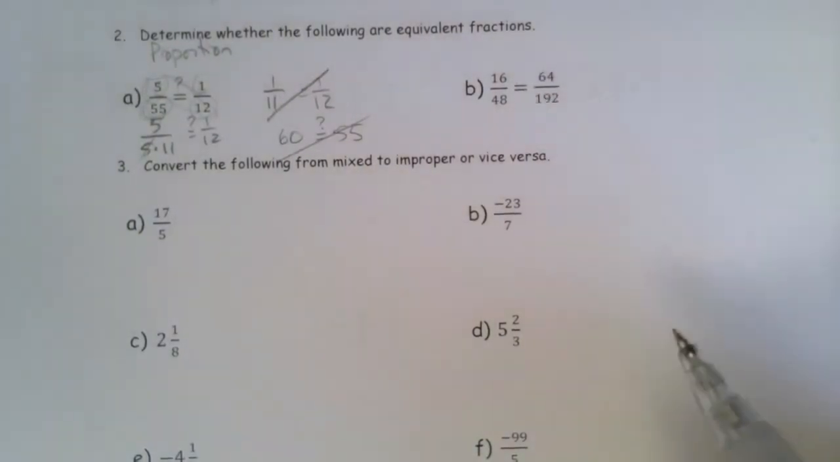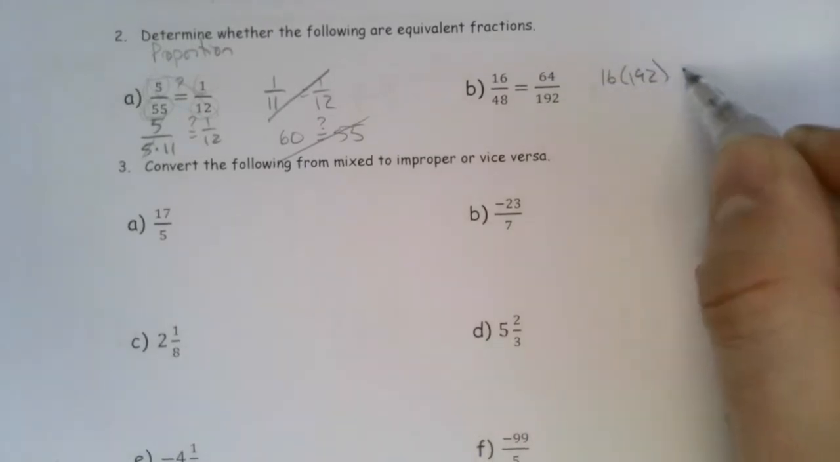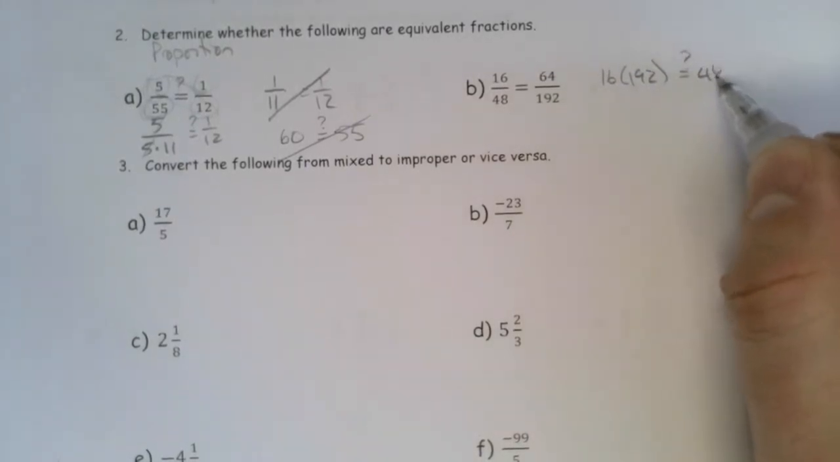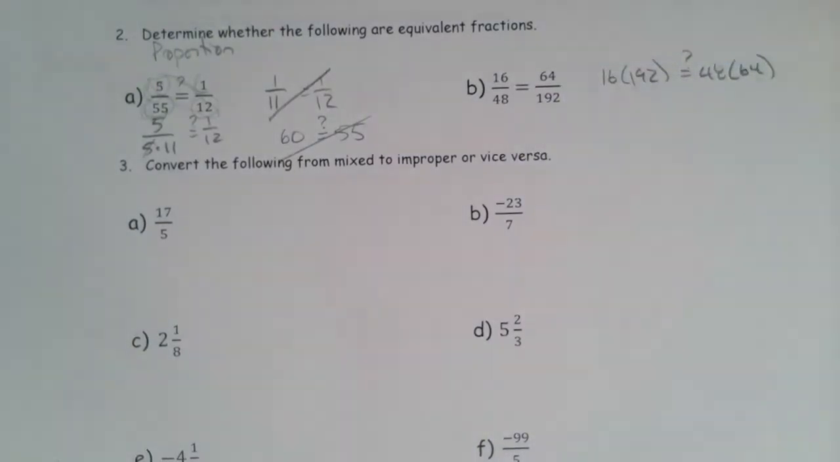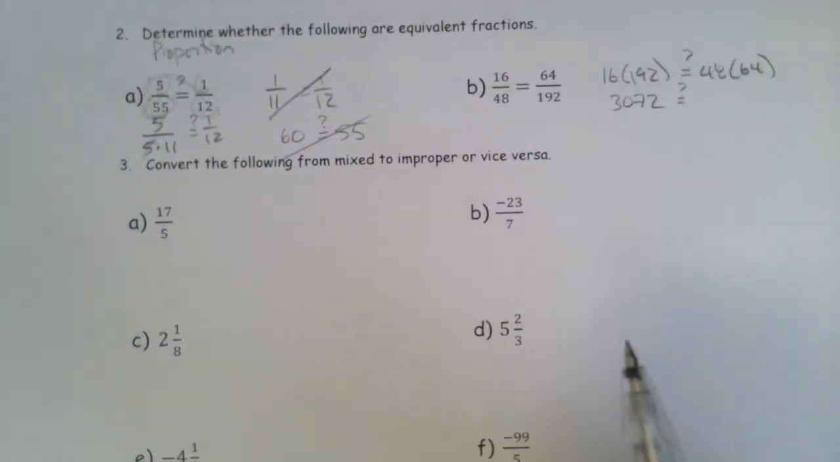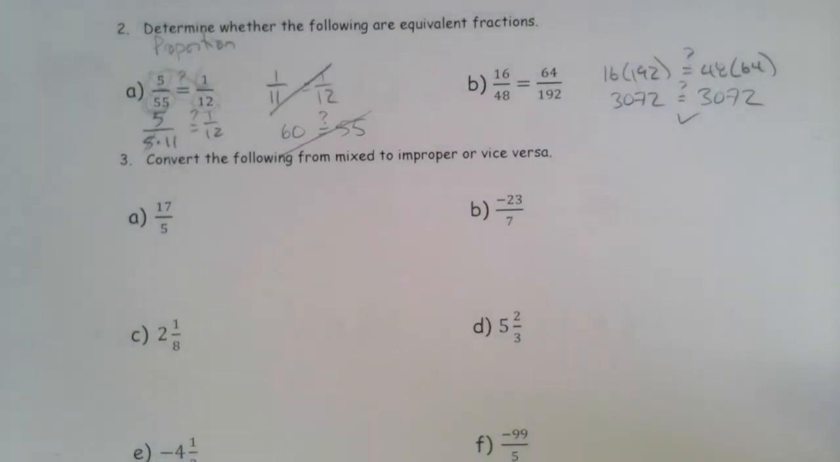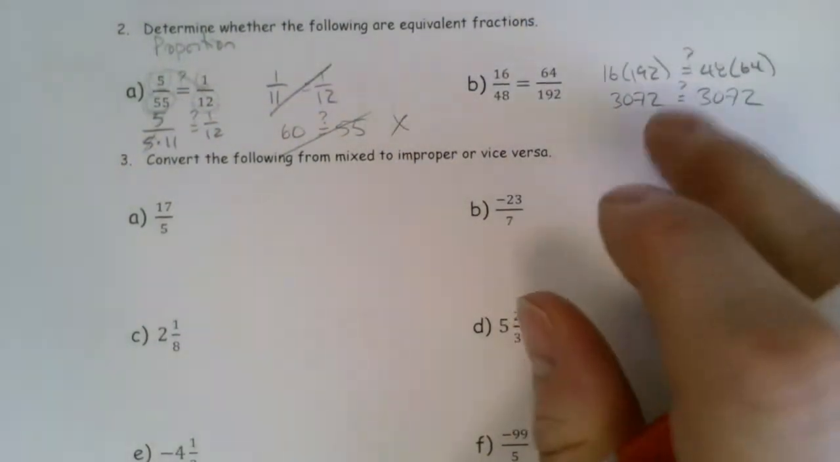Now here, I could do the same thing. I could reduce numerator and denominator, okay, and see if I get the same fractions on both sides. But let's try it the other way. Is 16 times 192, is that the same as 48 multiplied by 64? Now I got to use my calculator over here. So 16 times 192, 3072. Now I don't care if that's a big number. I don't care, because the calculator's doing the work here. All I care about is it the same as 48 multiplied by 64? And it is. So in which case, yes, they are equivalent. So here, no, they're not. Here, yes, they are.